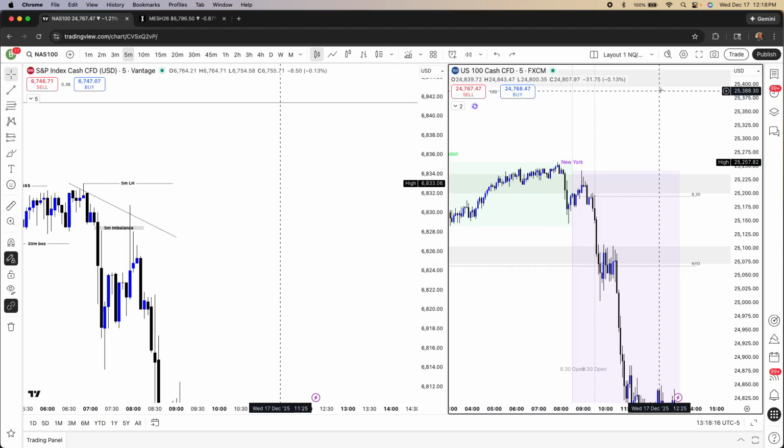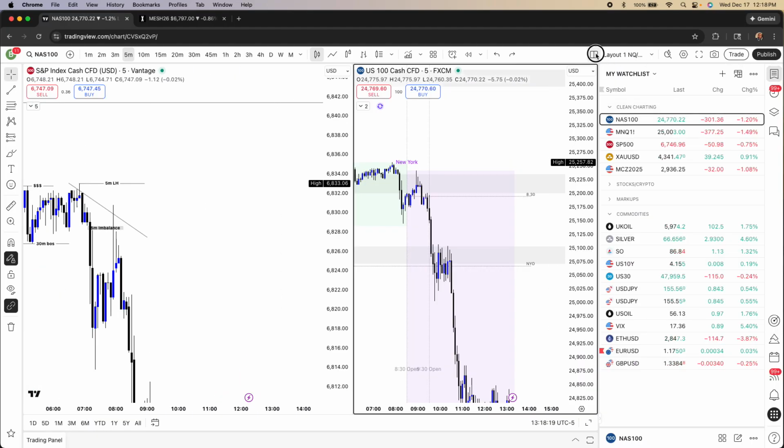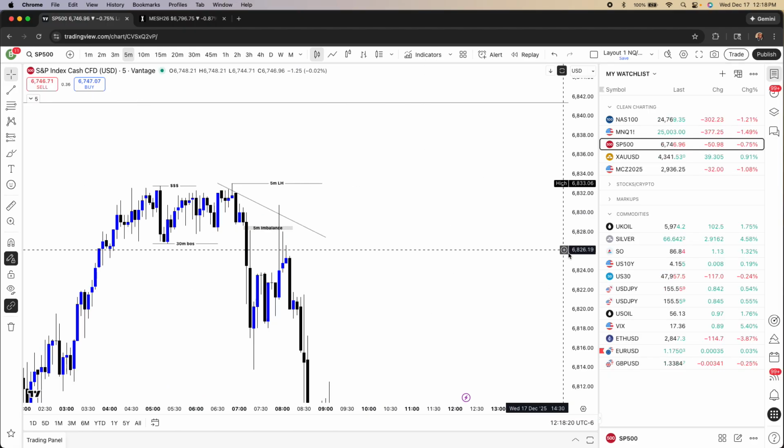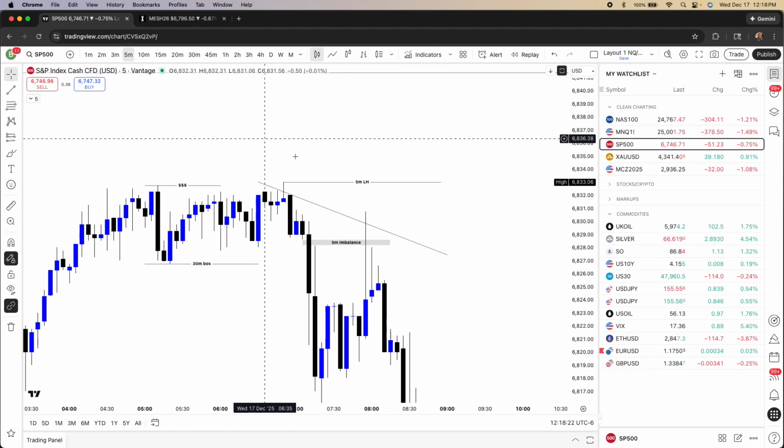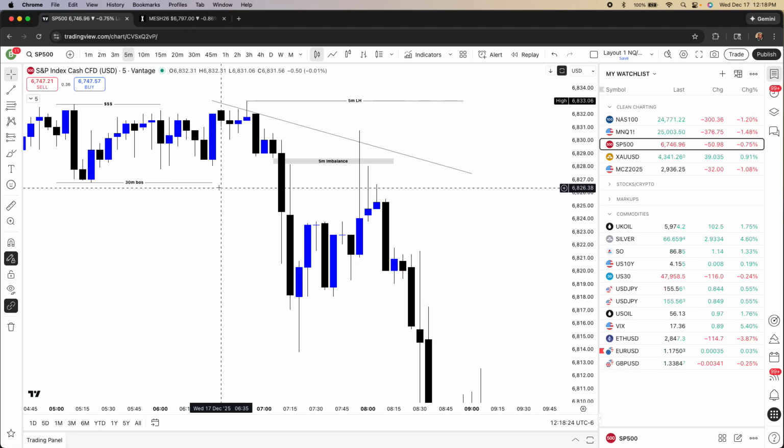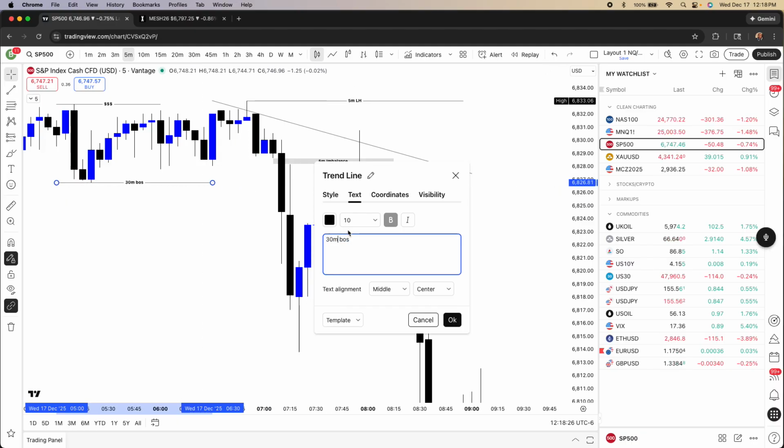SMTs are not a requirement for you to take a trade. It's just another confluence to show you manipulation. So like I said, we get a 5-minute break of structure as well. We can put that right here, 30-minute break of structure and 5-minute break of structure.